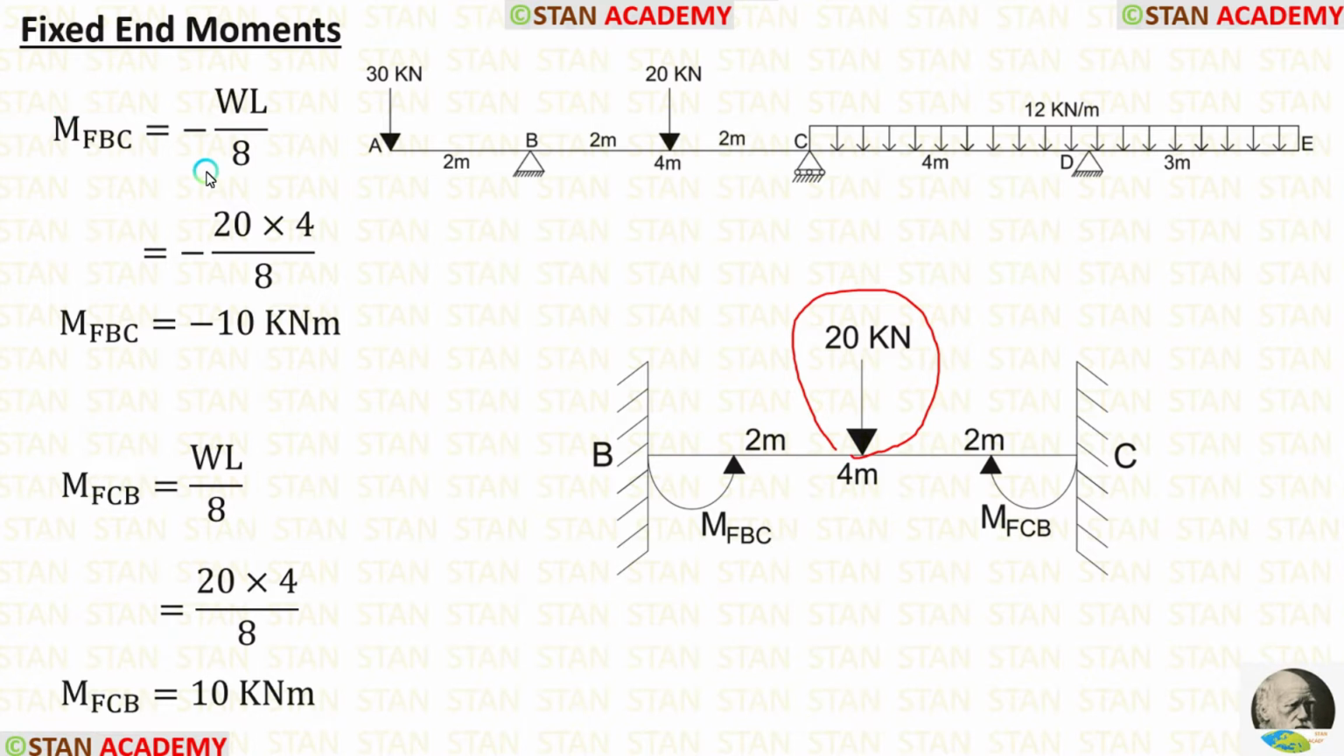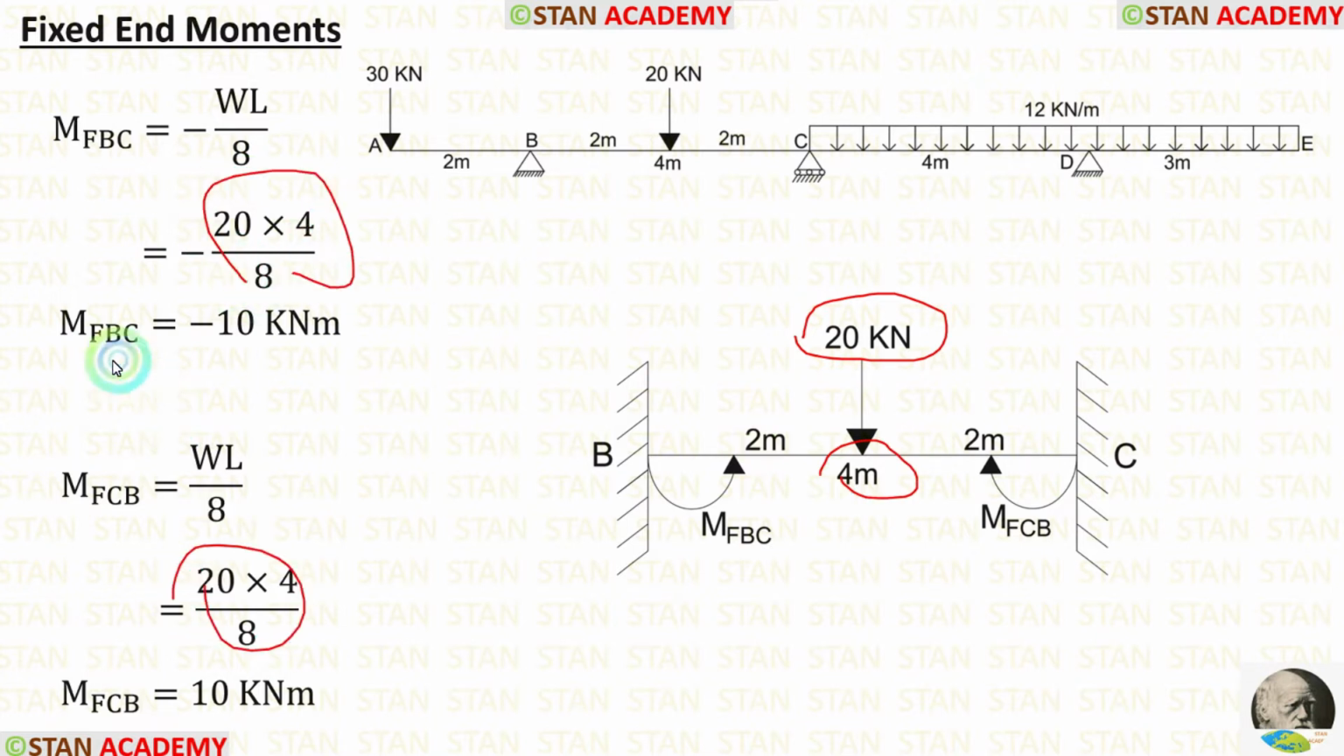The formulas to calculate the fixed end moments are minus WL upon 8 and positive WL upon 8. Let us apply the values inside the formulas. W is 20, L is 4.